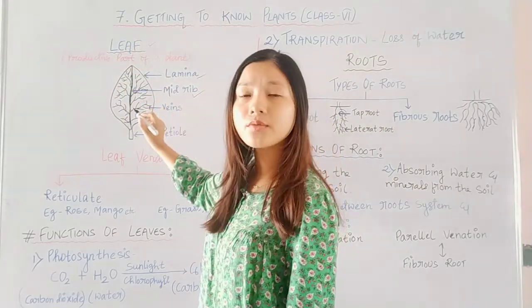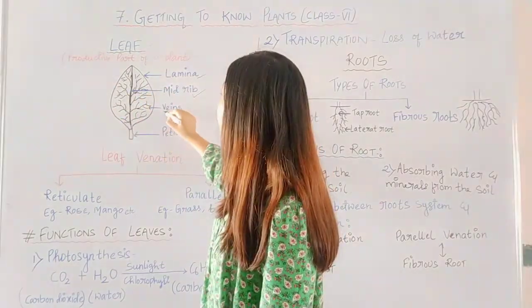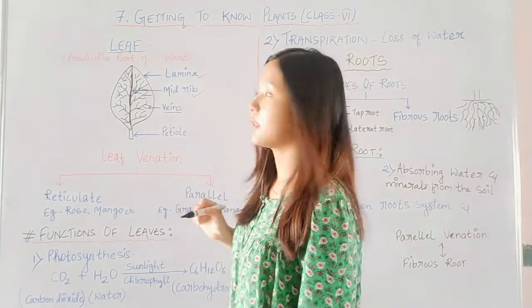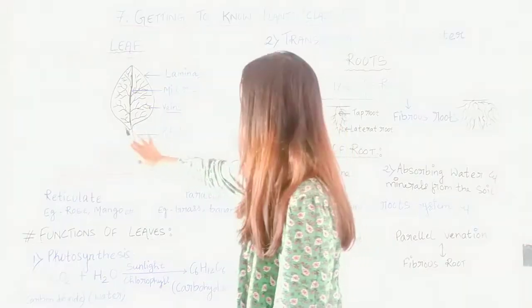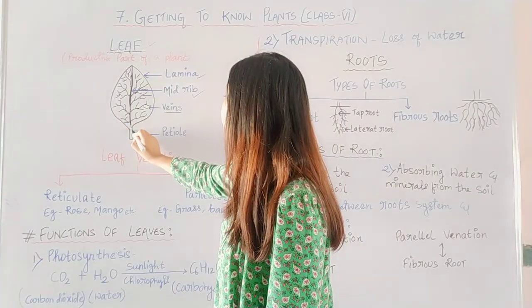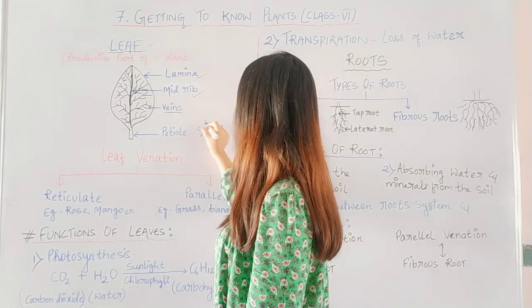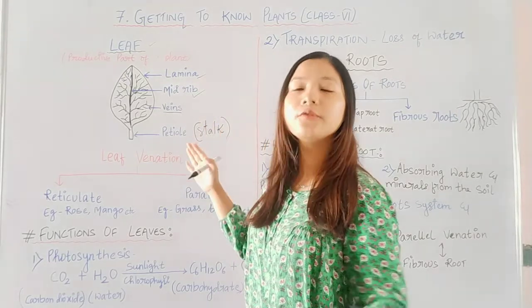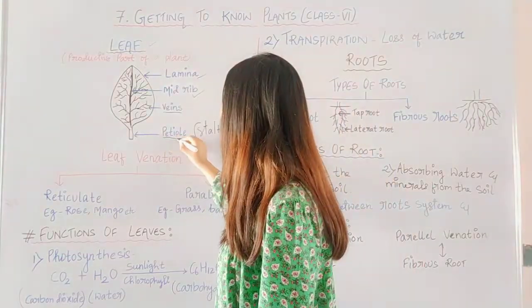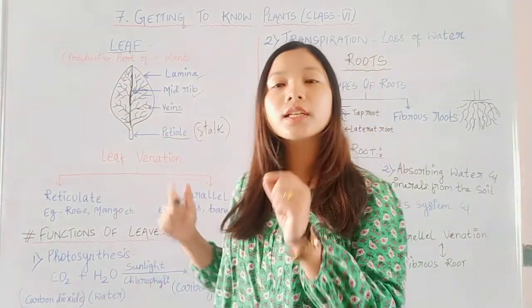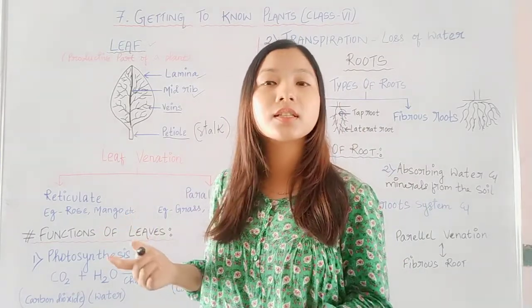Then from this midrib, you will see some fine lines coming out of it, and these fine lines are known as veins. Then this small part, or stalk, which connects the leaf to the plant, to the stem or to the branch, is known as the petiole. The stalk which connects the leaf to the plant is the petiole, and the stalk which connects the flower to the plant is the pedicel.